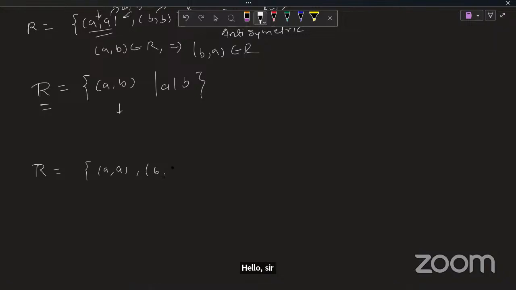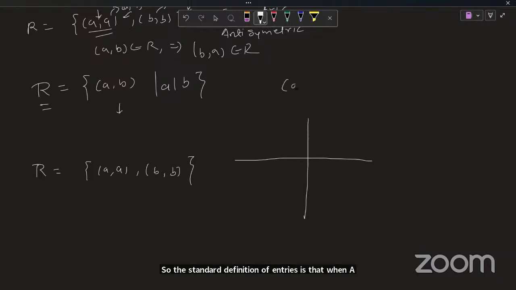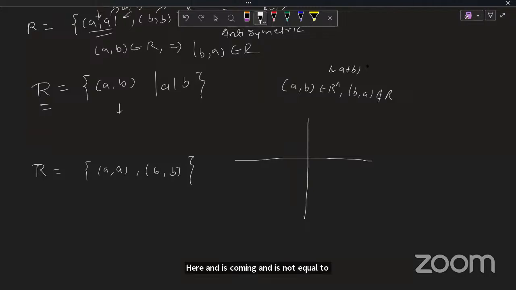Sir, the standard definition of anti-symmetricity is that when (A, B) belongs to R and (B, A) belongs to R, then this is anti-symmetric, right? Here 'and' is coming, and A is not equal to B. Then this happens. This second part you are forgetting. Everyone is missing this one. If A is distinct from B, this applies; if both are equal, we will allow it.